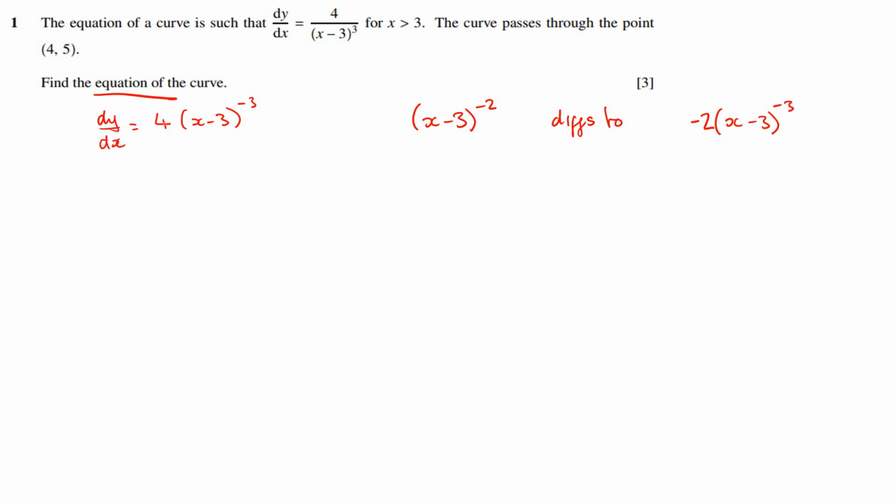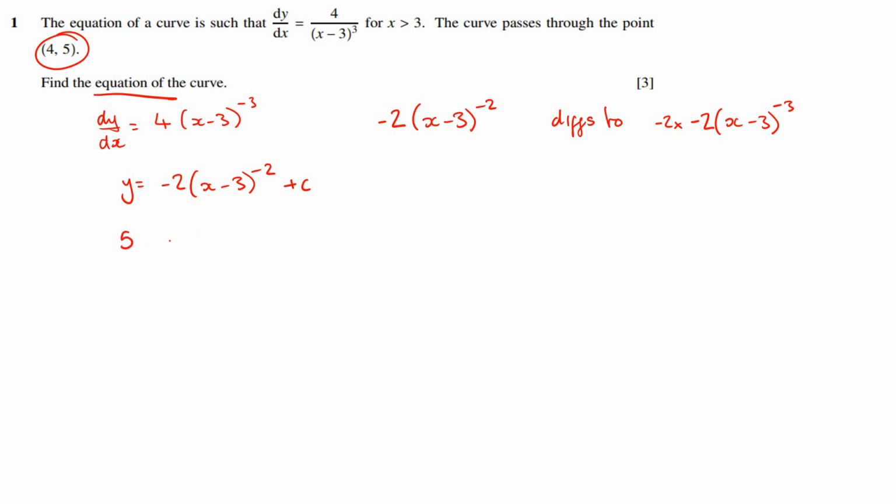So that almost matches this. To make it match perfectly, let's multiply it by negative 2. This will mean that y is equal to negative 2 lots of (x - 3) to the negative 2, plus c. Don't forget that since this is indefinite integration, we should have that plus c on there, and that's why they're giving us this point (4, 5). We just need to substitute those in.